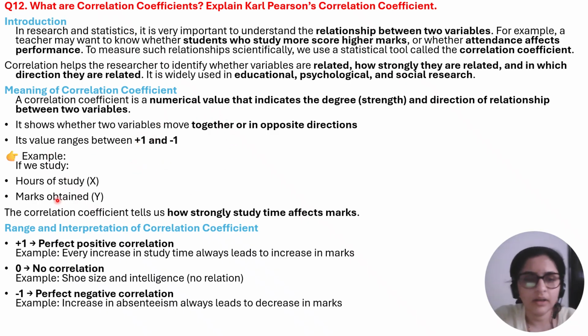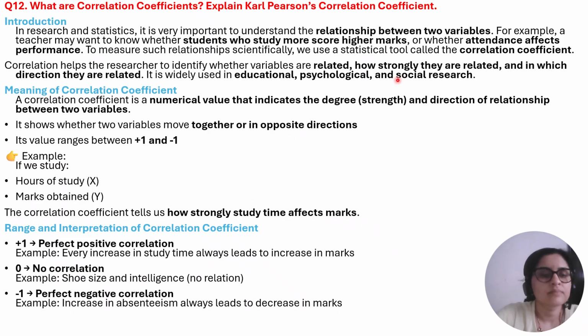For example, we want to study the relationship between the hours of study, that is X, and marks obtained. So both of them are two variables. So hours of study is represented as X, marks obtained is represented as Y. So the correlation coefficient will tell us how strongly study time affects the marks. How many hours a person studies, how it affects the marks.